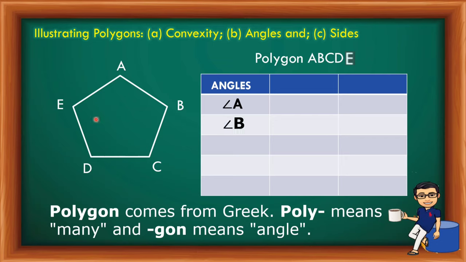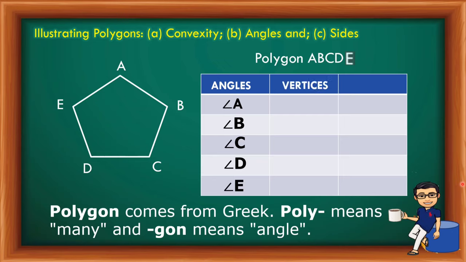Then we have angle B. Heto naman yon, angle B. So we use the vertex. We have angle C. Heto naman yon. Again, we use the vertex. Same with angle D and angle E. Okay, so yan yung pangalan ng angle sa polygon ABCDE.